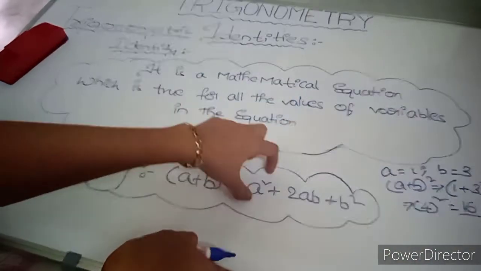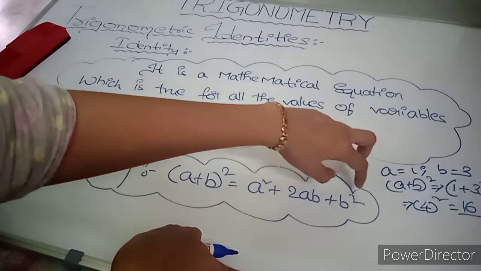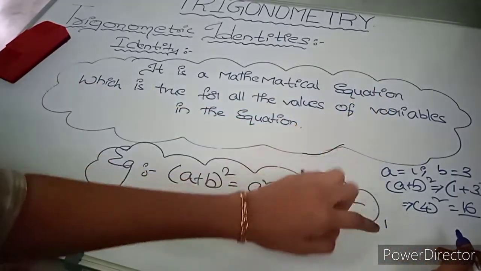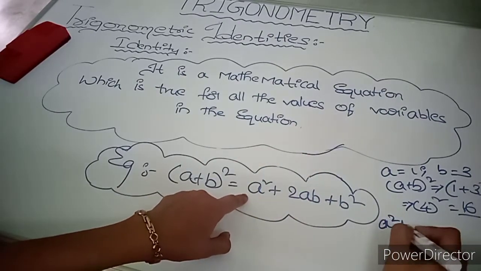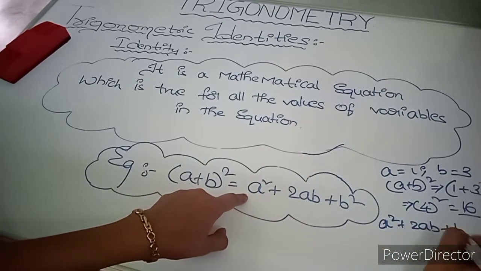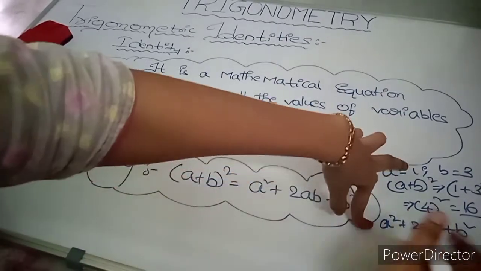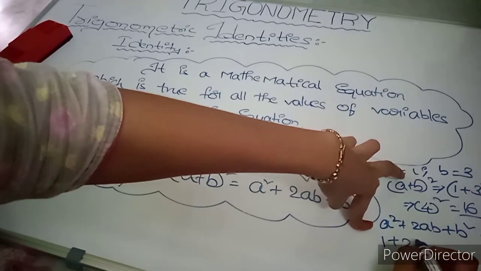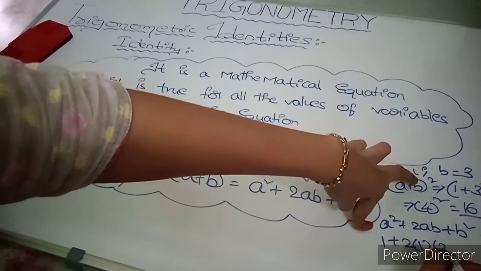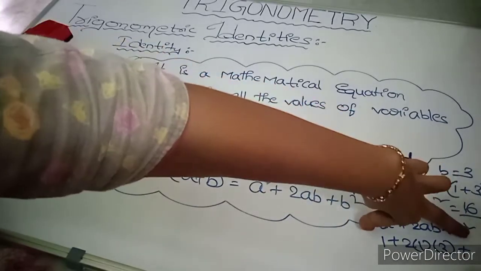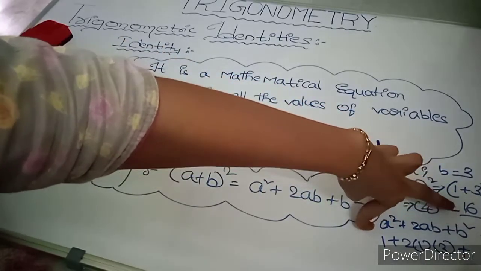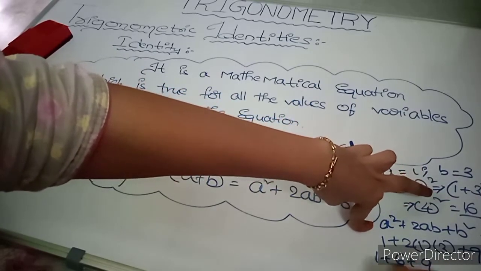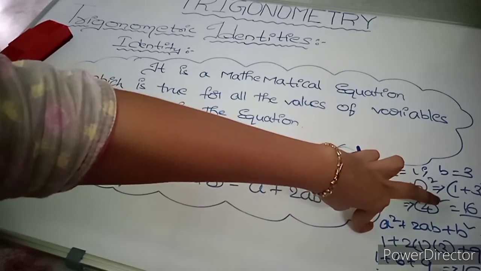Next is RHS: a square plus 2ab plus b square. The value of a is 1, and 1 square is always 1. Then 2 times a times b: a is 1 and b is 3. And b square means 3 square, which is 9. So 1 plus 2 into 3, which is 6, plus 9. 9 plus 1 is 10, and 10 plus 6 is 16.